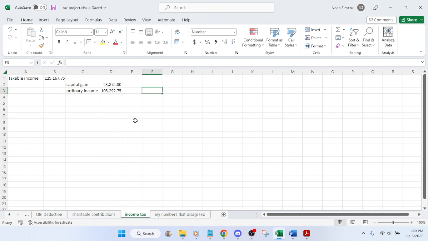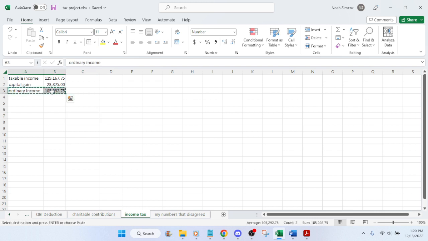So capital gain is going to be taxed at a certain rate, but first we'll figure out ordinary income. So are you freaking kidding me, dude?